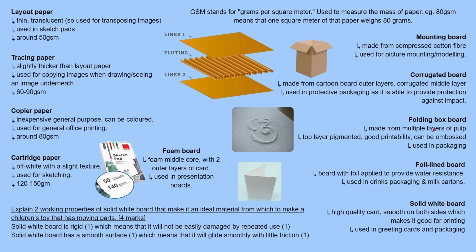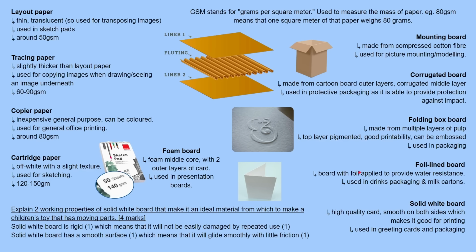Then folding box board is made from multiple layers of pulp. The top layer is pigmented, it has good printability, and it can be embossed. So this picture here shows embossing, where there's a difference in layers, a difference in texture. So this process is called embossing, and folding box board is used in packaging.